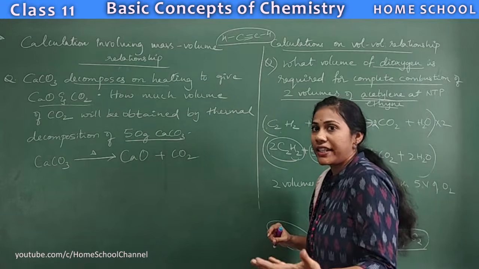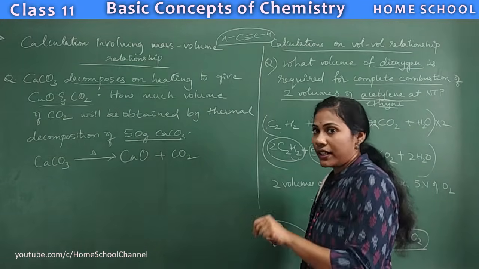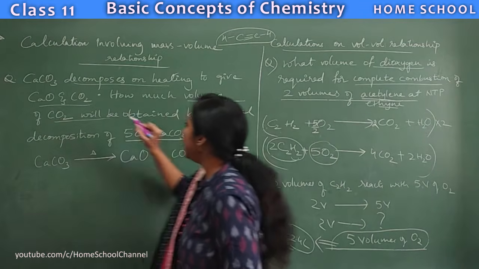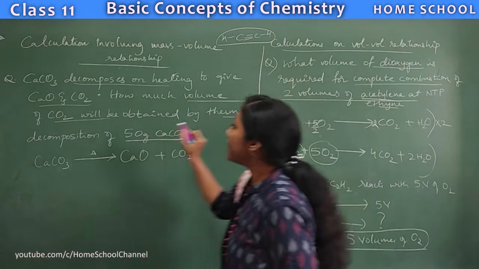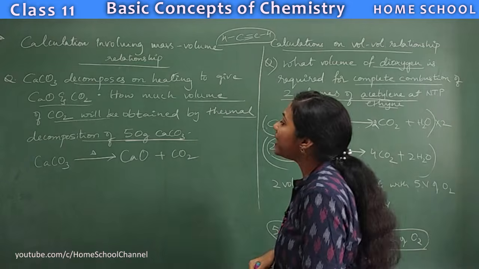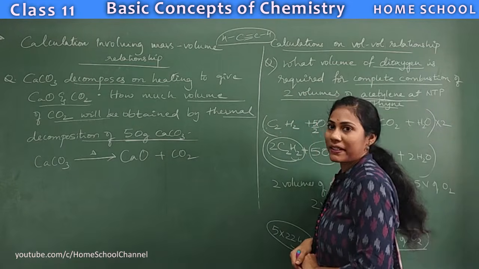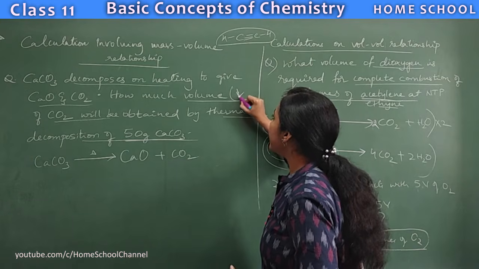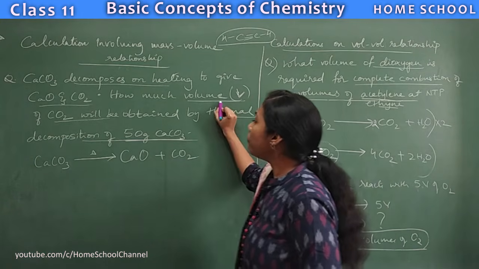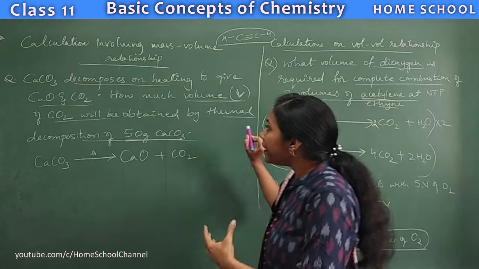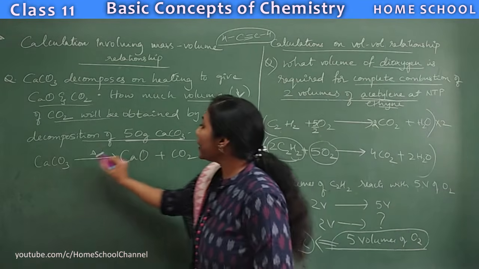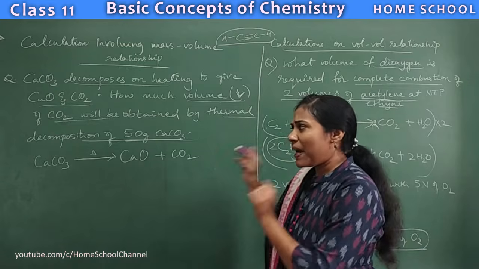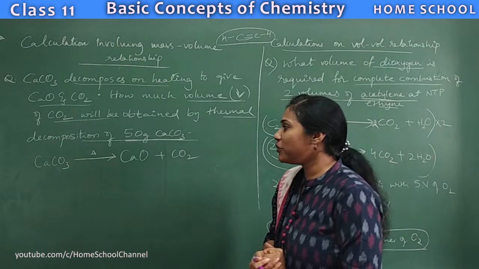Okay, now let us check it out. What is given and what they are asking. How much volume of carbon dioxide will be obtained by thermal decomposition of 50 grams of calcium carbonate? So they are asking how much volume means what? How many liters of carbon dioxide you are getting when you heat 50 grams of calcium carbonate? Okay. So from the equation, what information you can take?